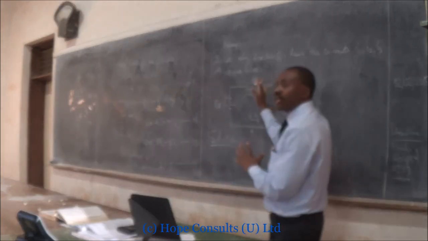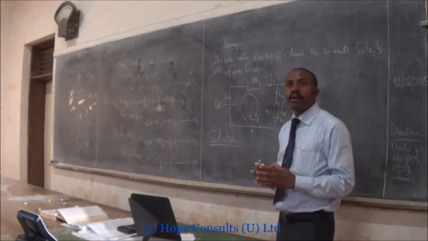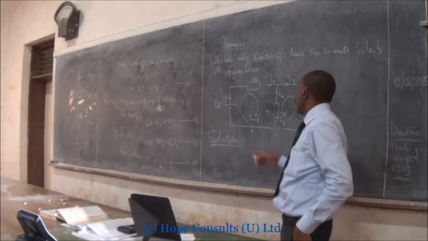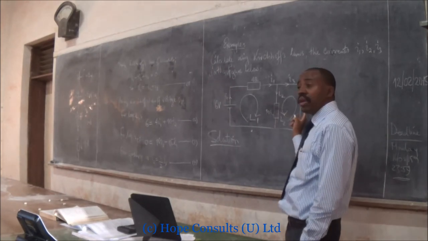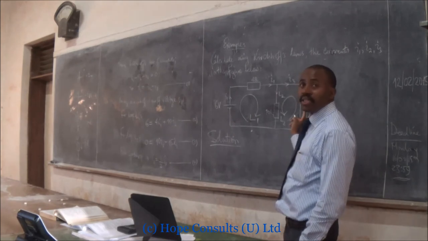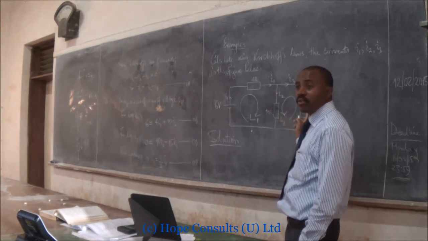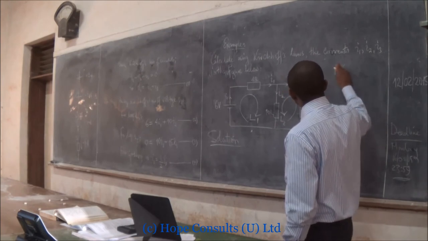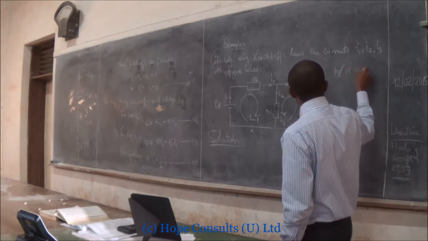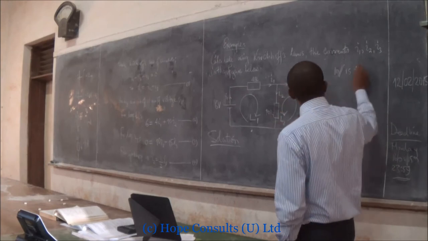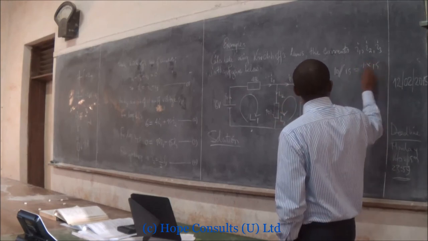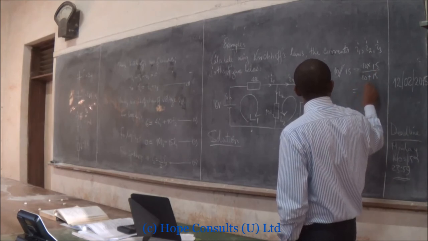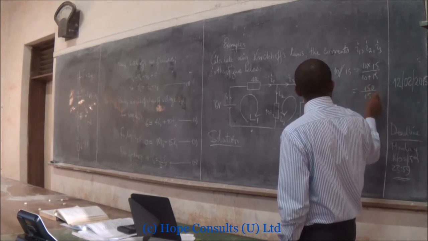I would have gotten I1 straight away without tinkering with the Kirchhoff's laws. That means I would have looked at these two and figured them out as two resistances which are in parallel. So I would have the 10 parallel with the 15, giving me the product over the sum, 10 times 15 over 10 plus 15, which is equal to 150 over 15.